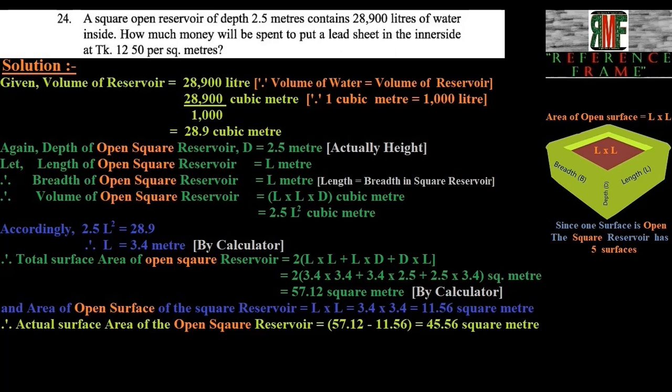45.56. I repeat, since the reservoir is open, that is why we just subtract the open part's area from the original area. Okay, now 45.56 is essential for us to find the next portion.